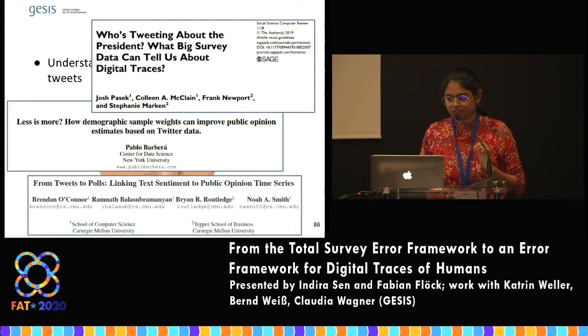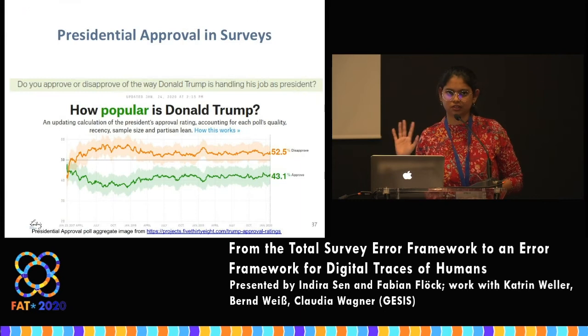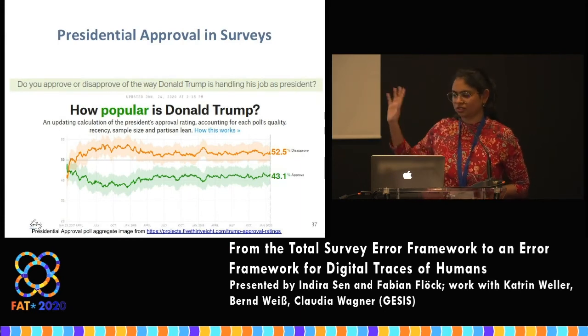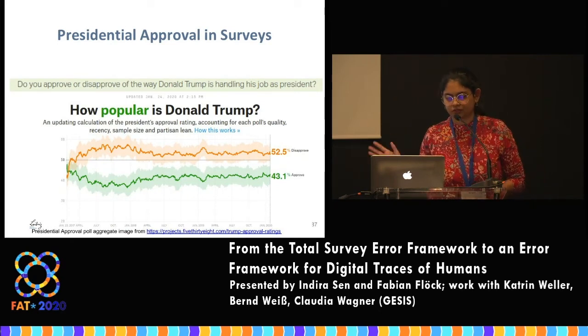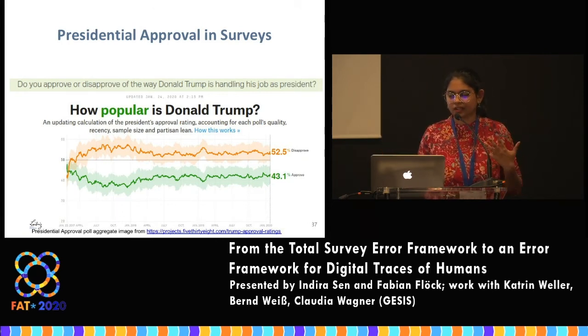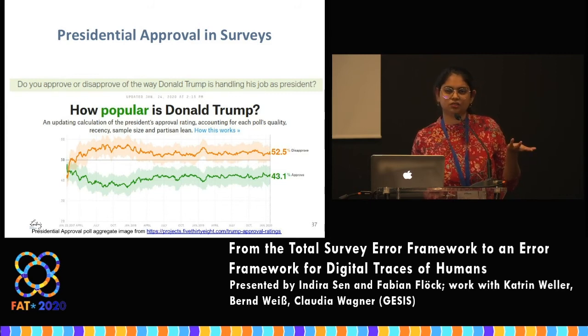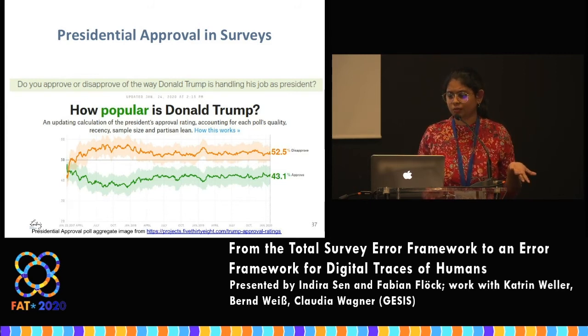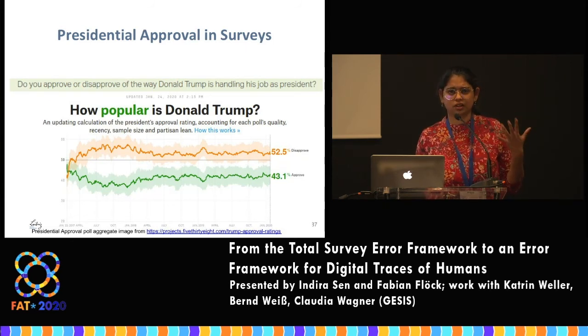But before we turn to digital traces, just a quick glance at how presidential approval is understood through surveys. So this is the question that I was talking about. Do you approve or disapprove of the way President Name is handling his job as president? In this case, that's Donald Trump. And you ask this question to what is ideally a representative sample of the American adult population. And then you see how many of them approve and how many of them disapprove.